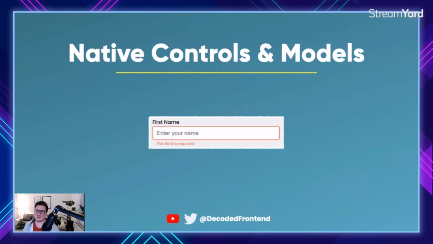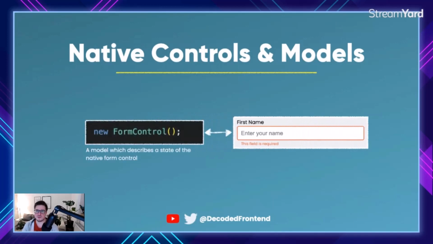So there might be different states of this input. And when we work with Angular forms, we don't work with the state of the native control directly. In Angular forms, every native control has a corresponding model that represents the state of the native control. And this is what we usually work with. So we work with the form control model if we want to read the value, if we want to read some other state, and so on and so forth. It describes the state of the native form control, and they always have a one-to-one connection. A native control always has a corresponding model.